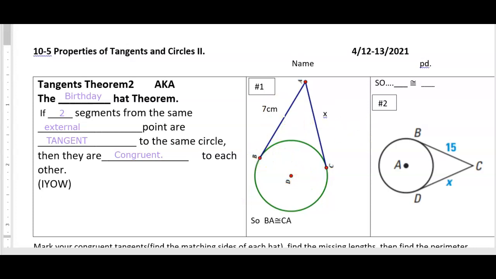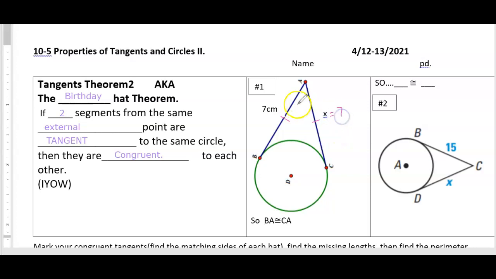Those two are tangents and they meet at the same point here, and they're tangent to the same circle. So that means that they are congruent. This side is 7 centimeters, so that is exactly the same size as this side over here. So this side of the hat would be 7.